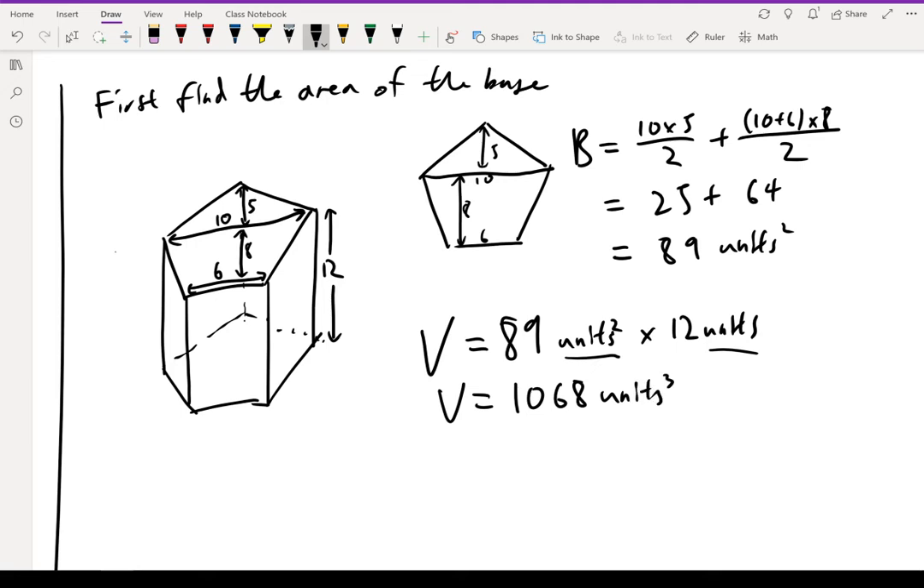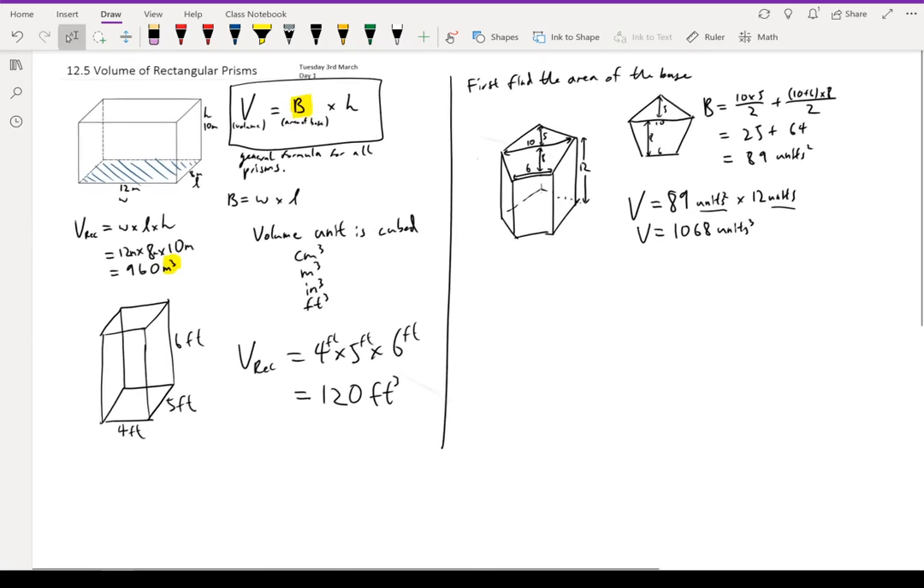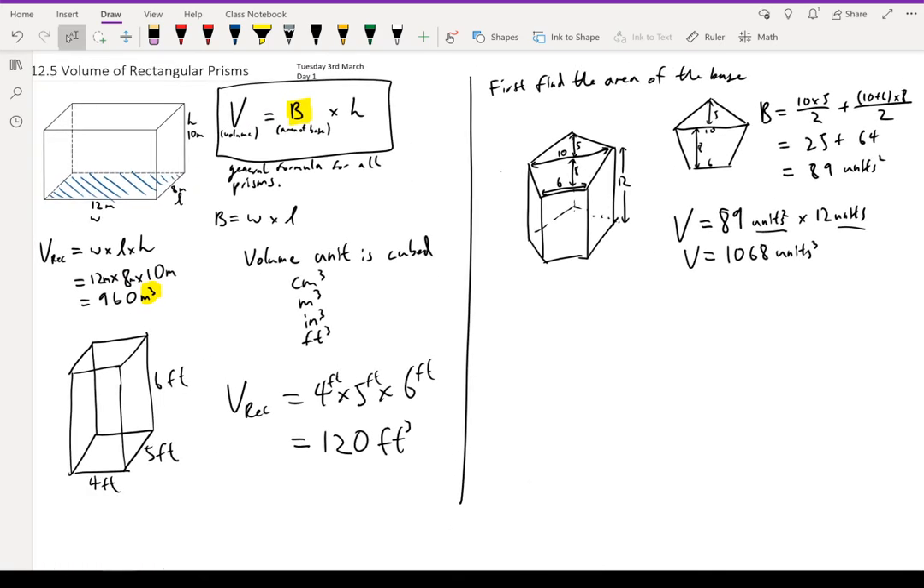Okay, so that is the volume of a non-rectangular based prism. So we can use both ways for the rectangle, but for other bases, such as triangular, pentagonal, or hexagonal based prisms, you first find the area of the base, and then you multiply by the height.